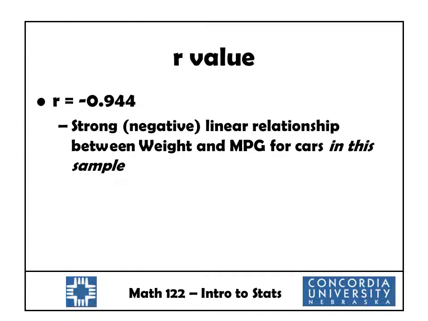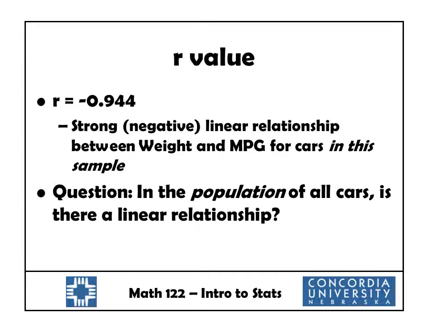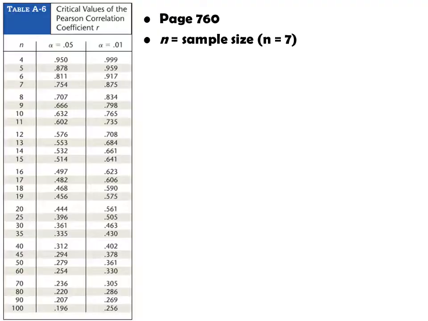This is just a sample of 7 cars. What we want to do now is extend these results and ask the question, in the population of all cars, is there a linear relationship? Remember, the population is the large set of objects we're interested in. The sample is just a portion of that. So in this sample, there seems to be a linear relationship, but in the population, is there also a linear relationship? Well, we're going to use this table A6 to answer this question.